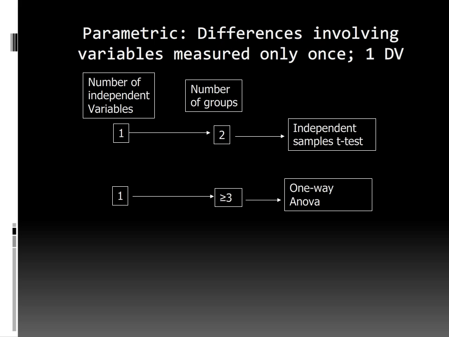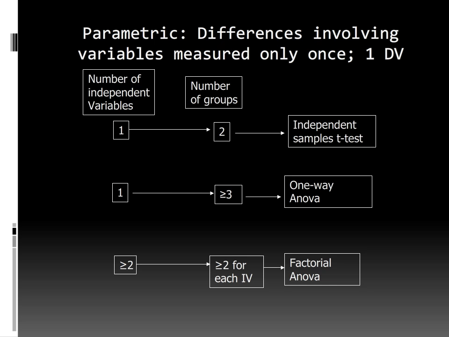Group differences in body fat percentage are compared at the end of the intervention only. You have one dependent variable, body fat percentage, measured only once, and one independent variable, group, but there are 4 levels of that independent variable.